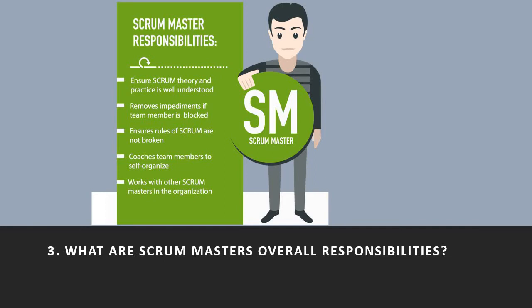What are Scrum Master's overall responsibilities? Ensure Scrum theory and practice is well understood. Removes impediments if the team member is blocked. Ensure the rules of Scrum are not broken. Coaches the team members to self-organize. Works with other Scrum Masters in the organization. And also you can add that a Scrum Master is responsible to arrange different Scrum ceremonies like sprint planning, retrospective meeting, and daily Scrum stand-up calls.